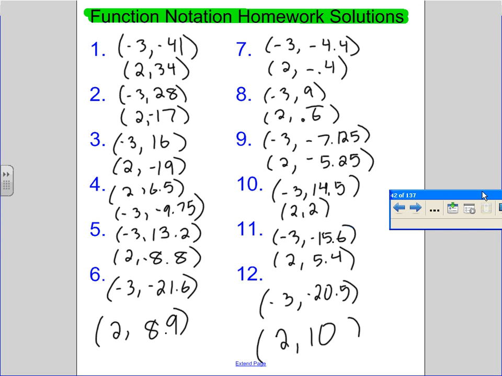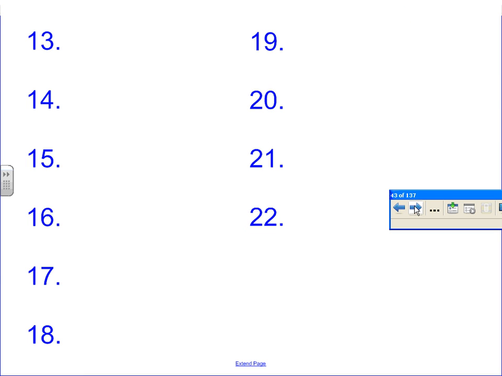I might have made a mistake. Anything you need me to reread? Okay. I'm going to read through the answers of most of the next ones. So let's go over 13 through 22. Okay, Alan, what did you get for 13? Good. So 5, 18, please make sure you have it as an ordered pair.